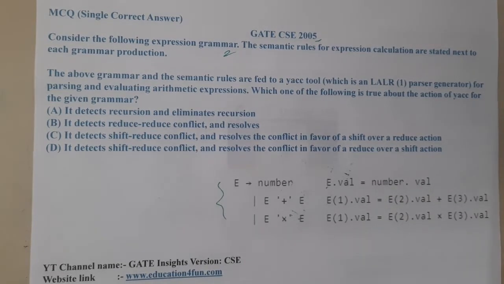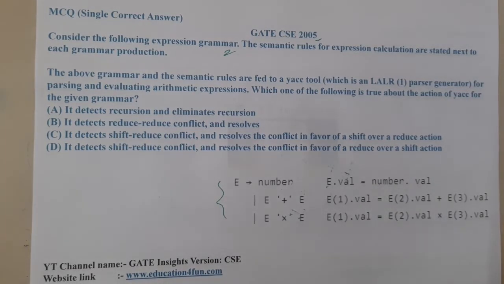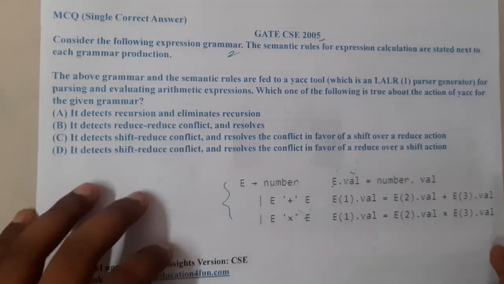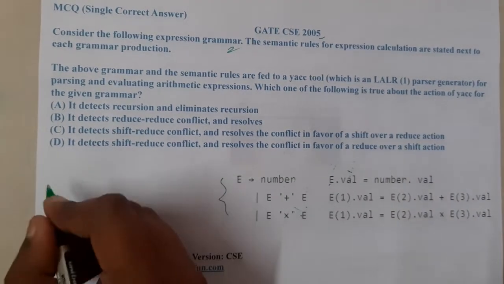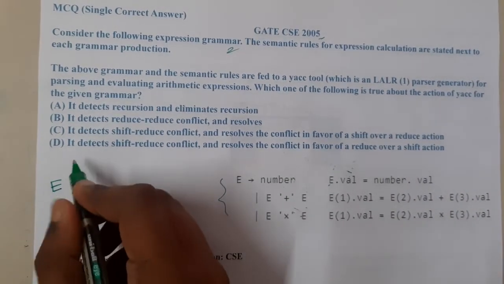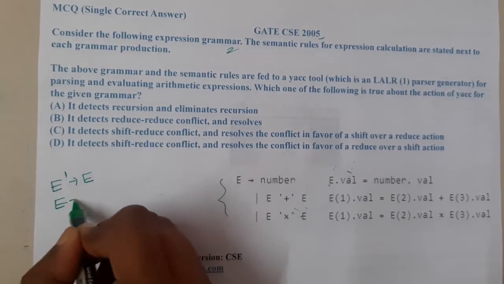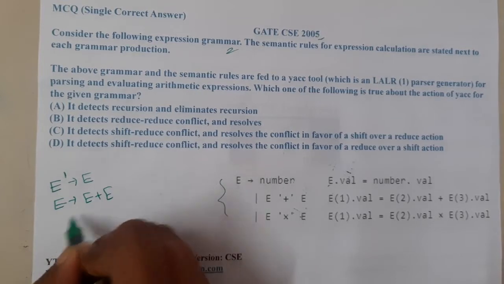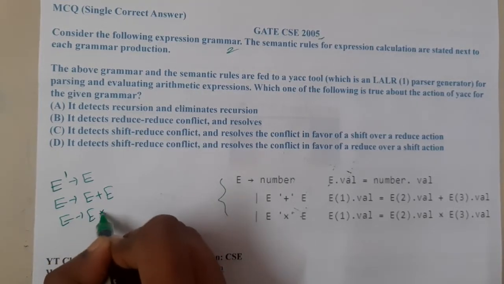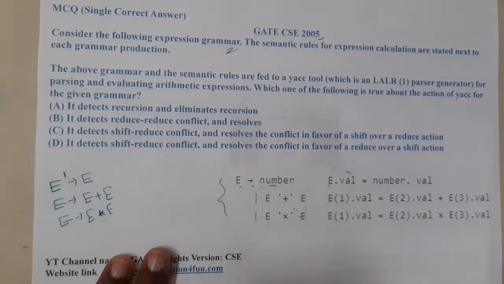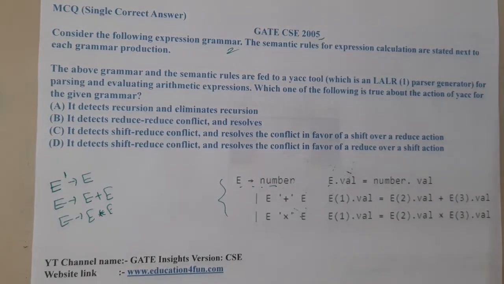If you observe the grammar, we can clearly say that there is a high chance that there could be a shift reduce conflict here. Let us solve it in an efficient way so that we save our time. So let us write E dash implies E, E implies E plus E, E implies E into E. I think we can avoid this, because that will be done automatically and there will be no issue for it.